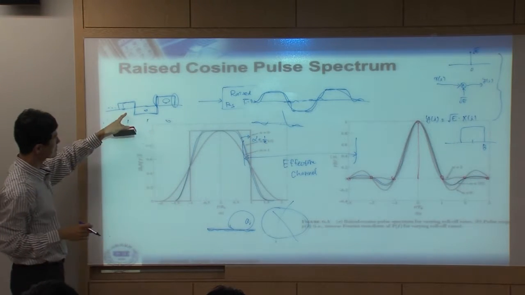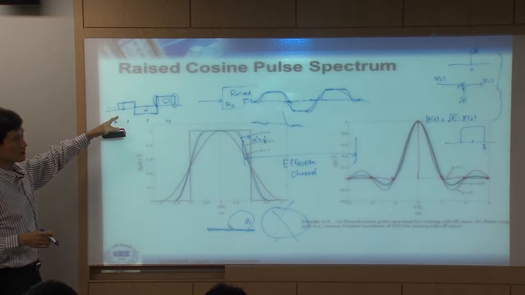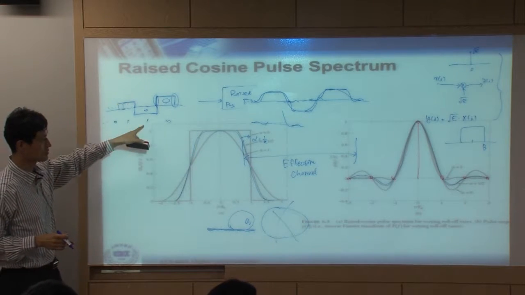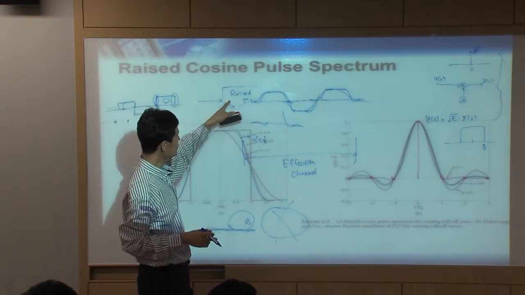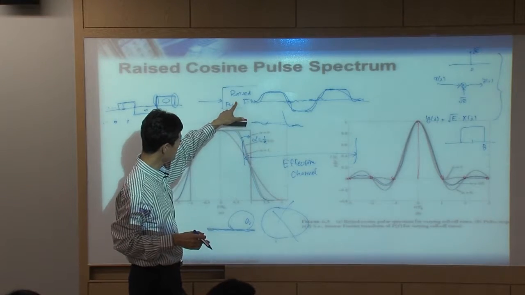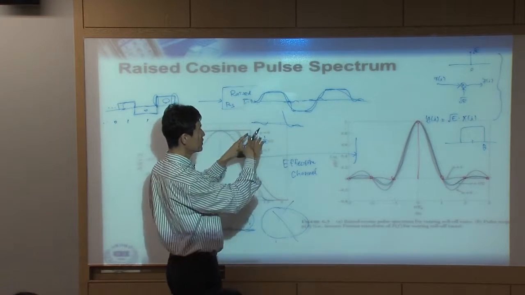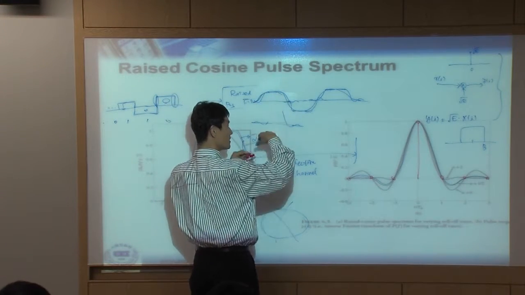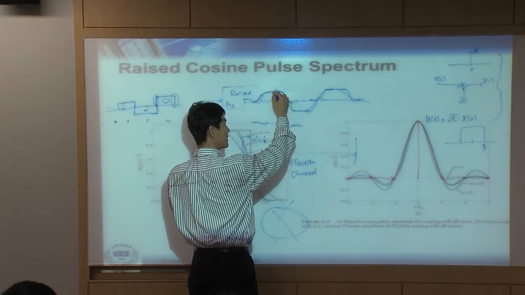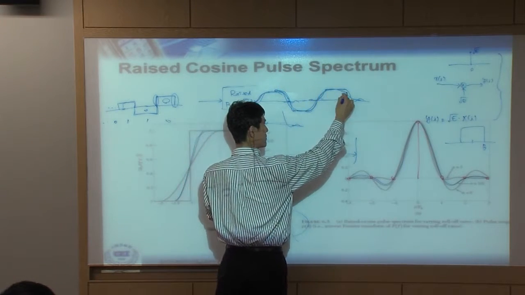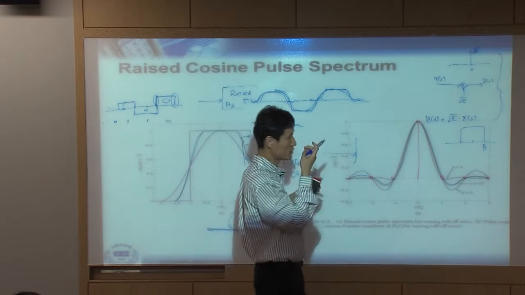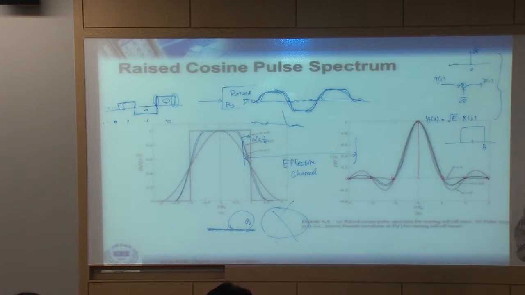So compared to the original shape, which is a rectangle, when you go through the raised cosine pulse shaping filter, your pulse will be shaped smoothly, round shaped, like this. That's your output after the filter.